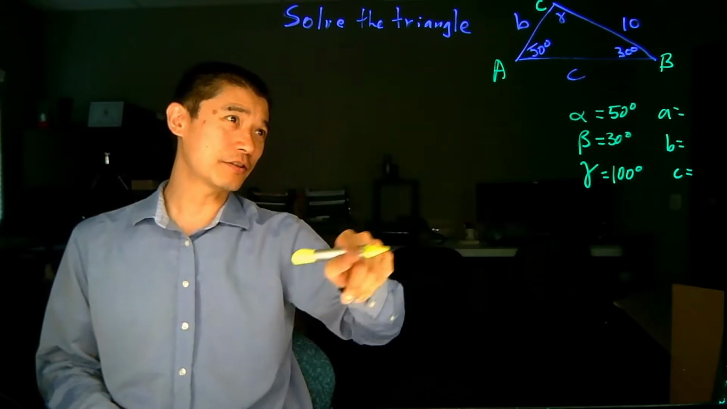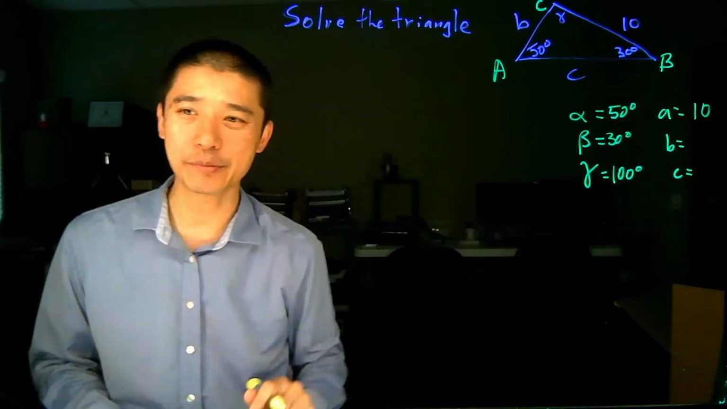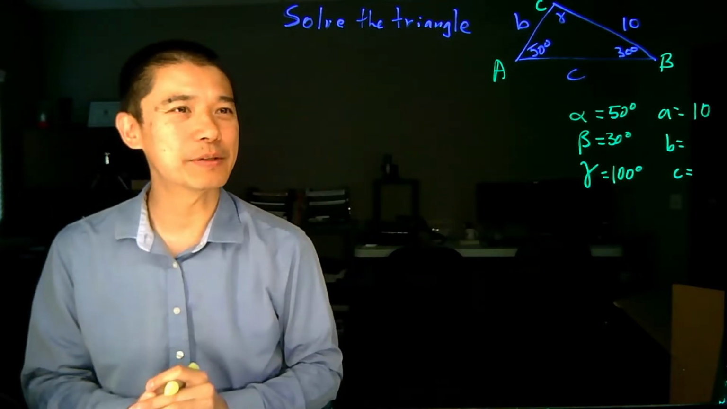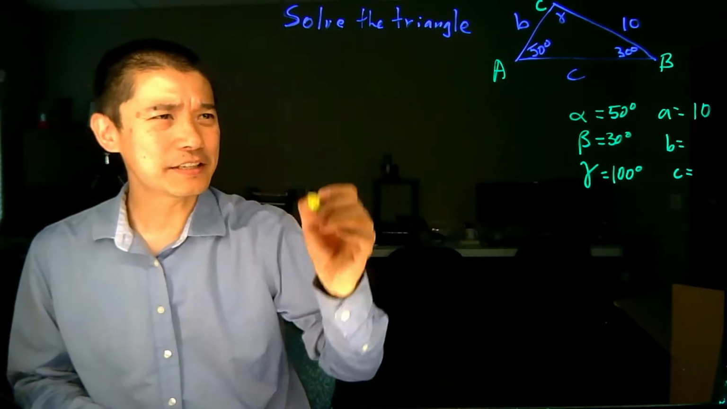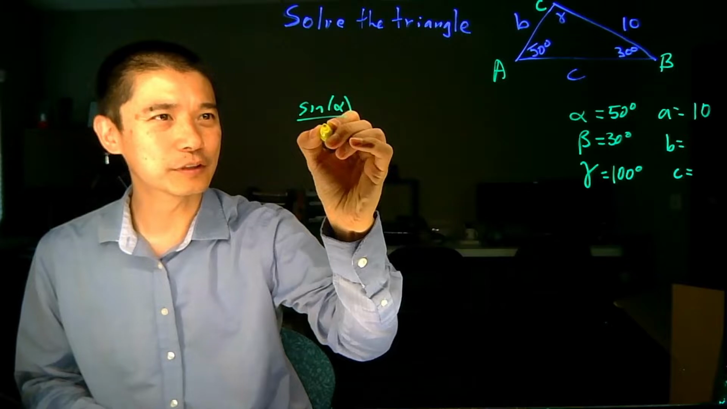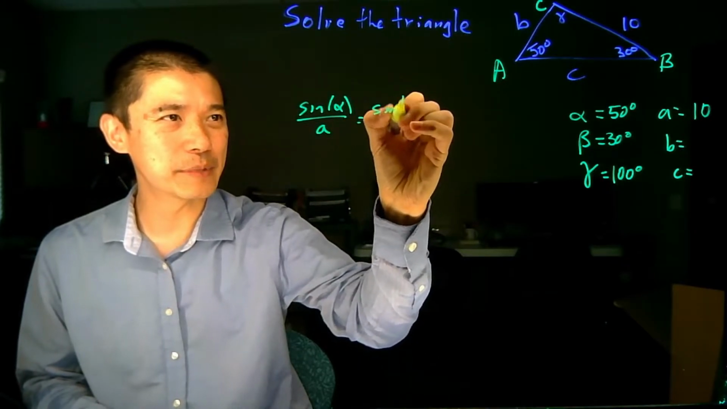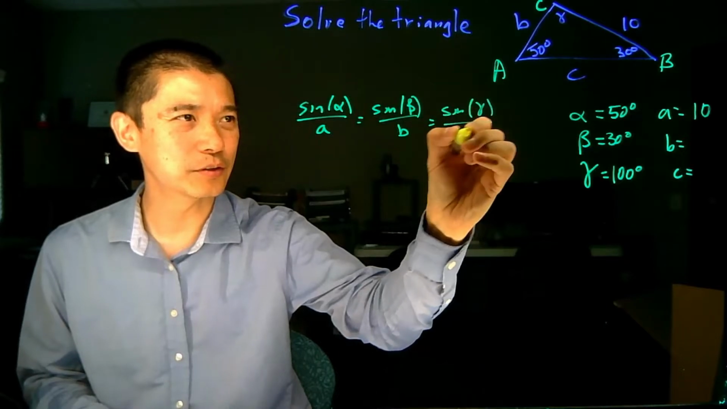Now let's look at our triangle. We have one side, which is little a, has length 10, and we don't have little b or little c. And so here's where we need to begin. Well, we're going to obviously grab the law of sines. Now the law of sines is pretty easy to remember. Sine of alpha over little a is equal to sine of beta over little b equals sine of gamma over little c.